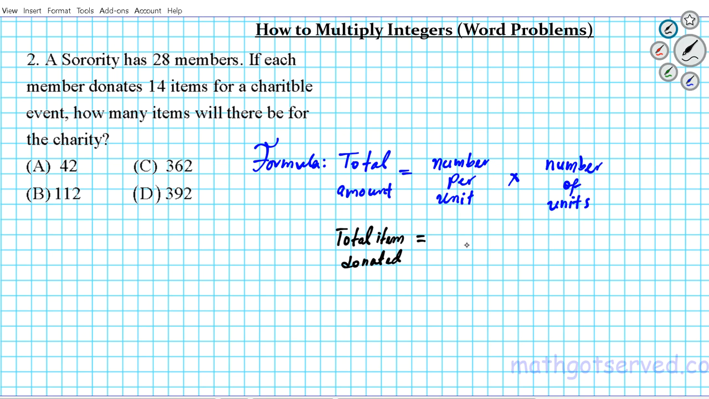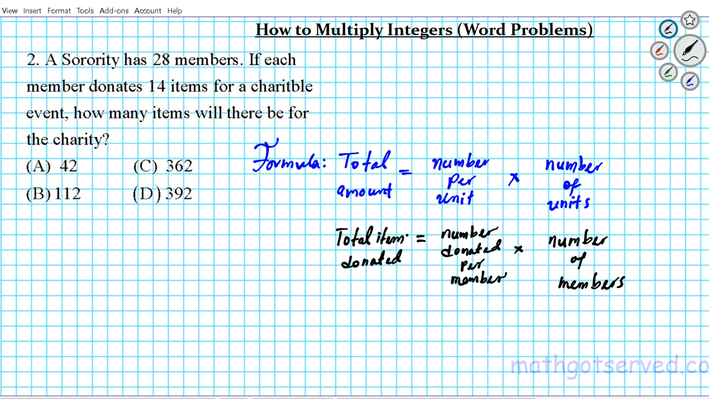the number per member, number donated per member, because each member donates exactly the same amount, multiplied by what? The number of members in the sorority, number of members. So this is the formula that we're going to be using to carry out this calculation, okay?